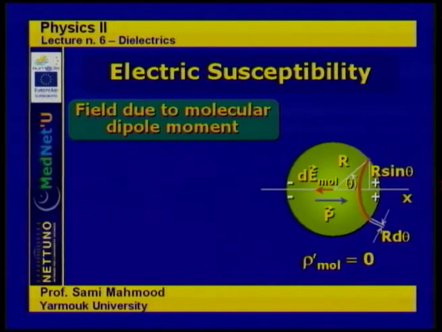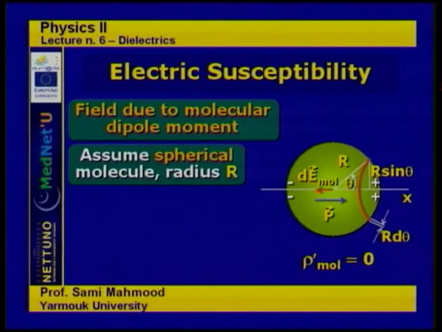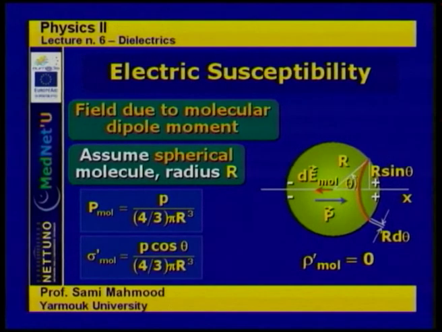And for simplicity, we assume that we have a spherical molecule of radius r, and there is no charge density inside the molecule. So all the charges are on the surface of the molecule. Now the polarization inside the molecule is simply its moment, small p, divided by its volume, 4/3 pi r cubed. This is the molecular polarization.